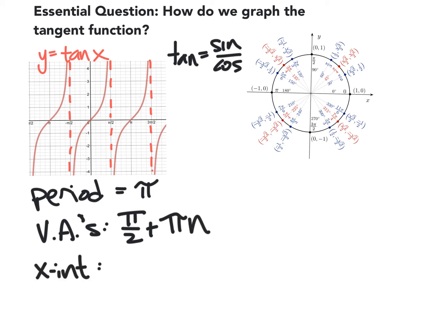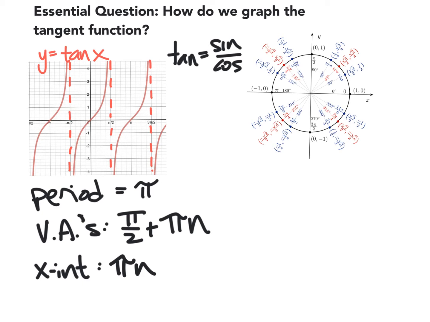And now I can use the same type of thinking to find all of the x-intercepts, because the first x-intercept is here at 0, and then every period you're going to get another x-intercept. So plus pi, plus pi, plus pi. So the x-intercepts occur at pi n. Remember that n is just however many times you want to add or subtract.